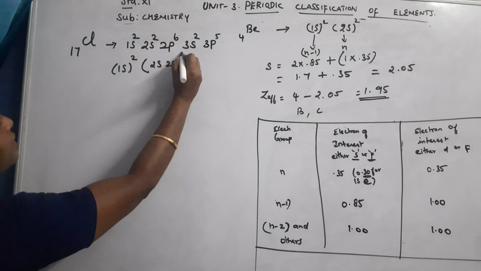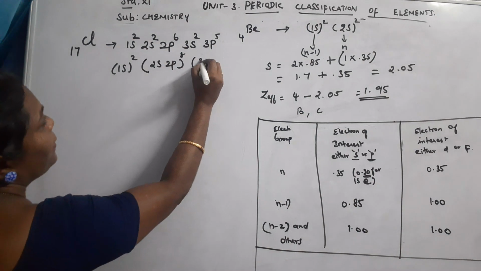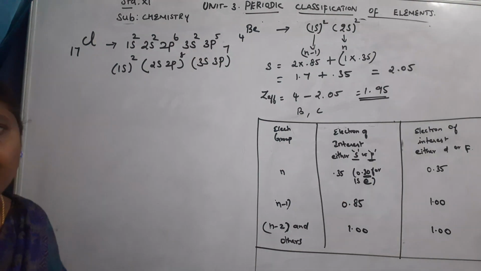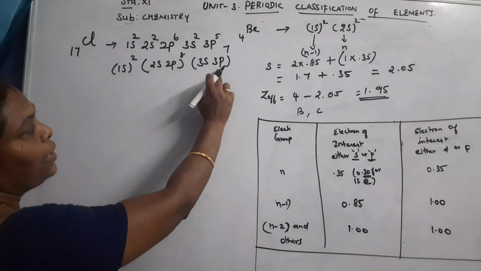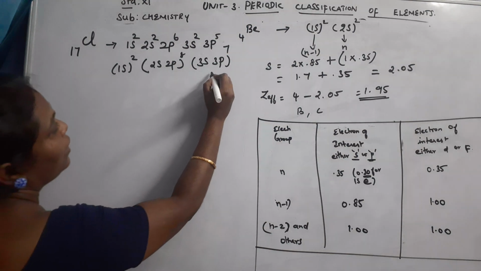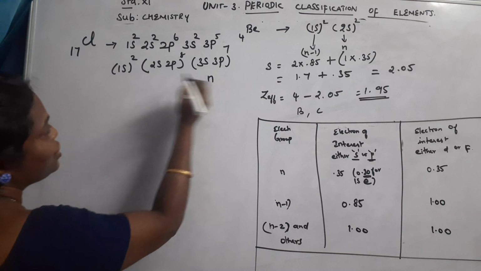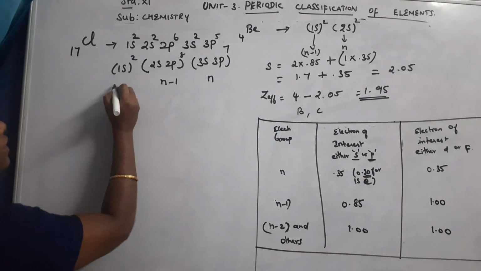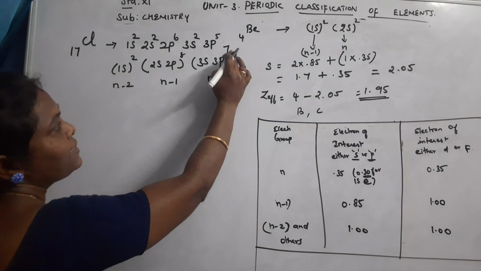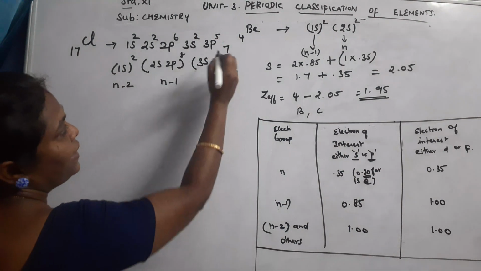So 2 plus 6 is 8. Then 3s, 3p contains 7. Now we are going to calculate the shielding effect on one of the electrons present in the 3p orbital. So this is the nth shell, here n minus 1, and this is n minus 2. In total there are 7 electrons. If we take 1, the remaining are 6 electrons.